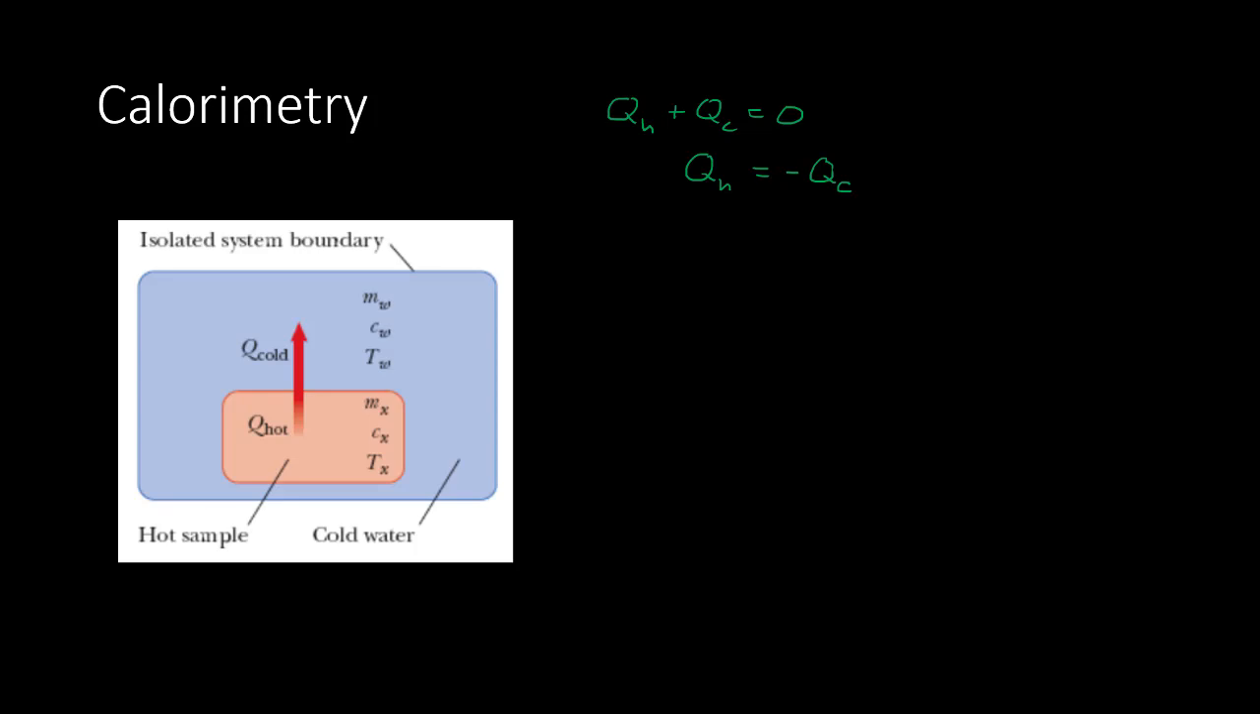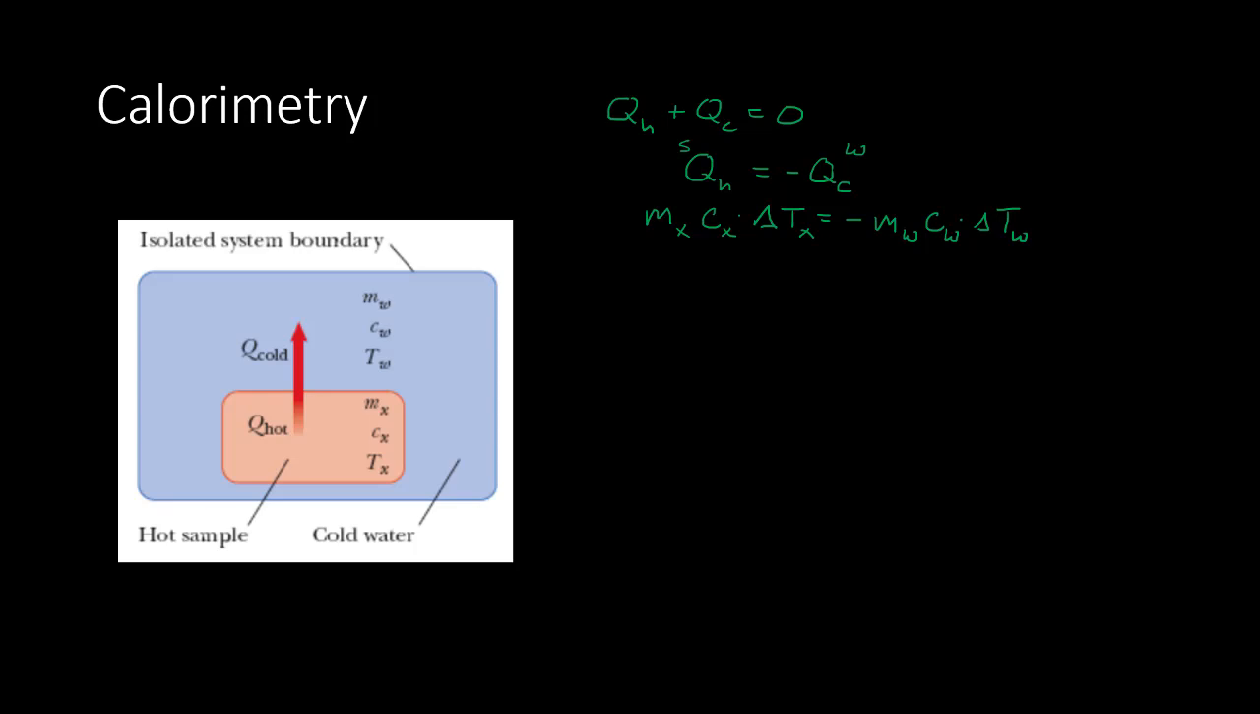And now we can use our specific heat. So this is the water side, and then we have some sample. I'm just going to put S. So now we can use our specific heat. So the mass, they're using X. So the mass of X times C of X times delta T of X is equal to negative mass of the water, the C of water, times delta T of the water.